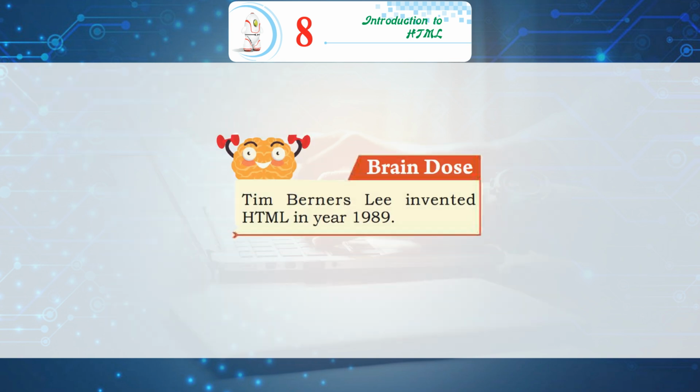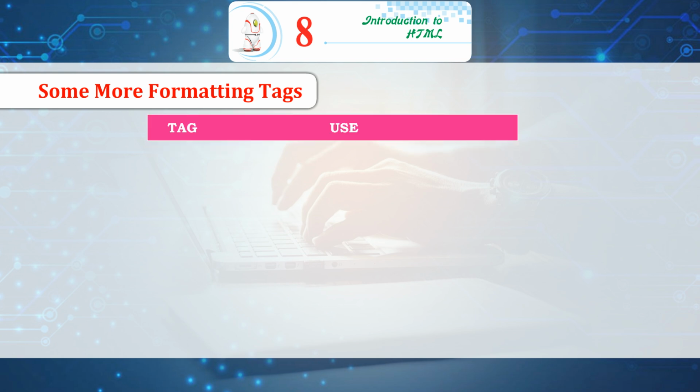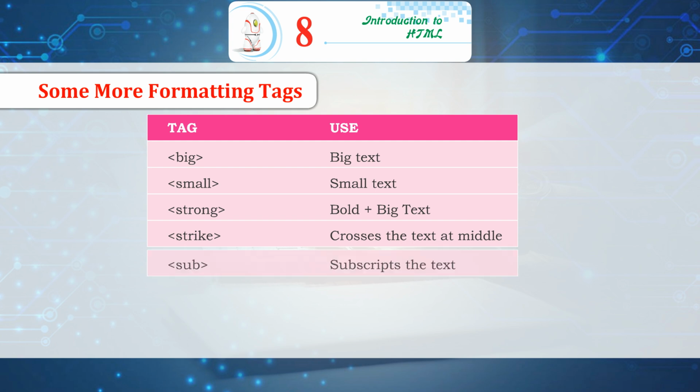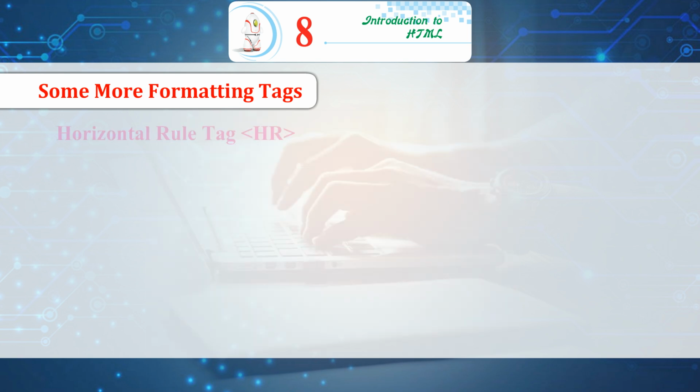Brain dose. Tim Berners-Lee invented HTML in the year 1989. Some more formatting tags and their use. Big tag for big text. Small tag for small text. Strong tag for bold text. Strike tag crosses the text at the middle. Sub tag to subscript the text. SUP tag to superscript the text. INS inserts the text. DEL tag deletes the text.